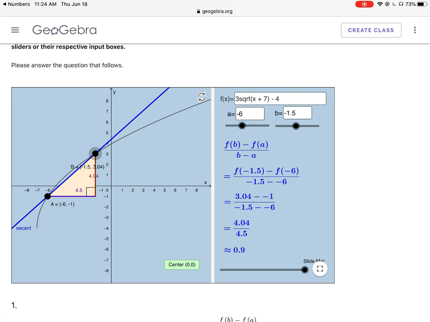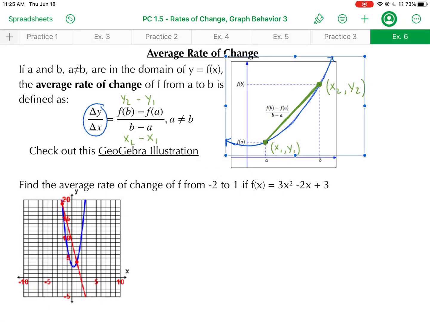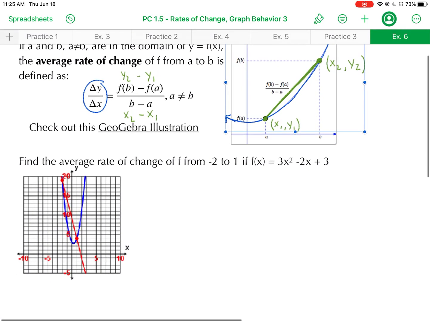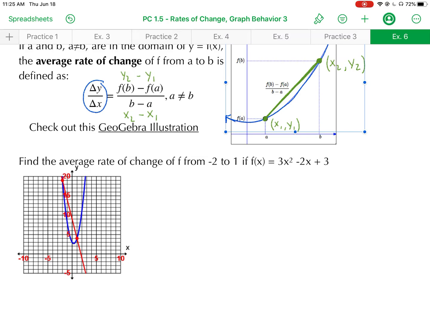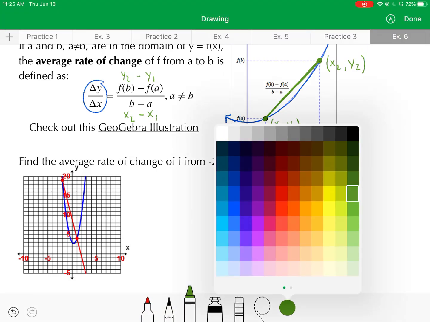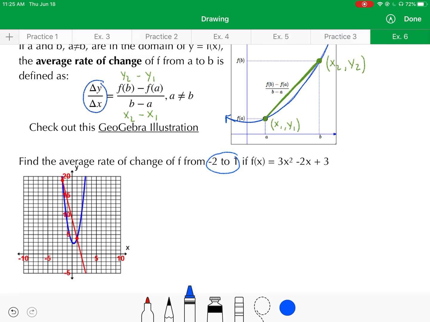Okay. All right, let's go back and look at an example ourselves. So here in our example, we're working with the function f(x) equals 3x squared minus 2x plus 3. So that's the parabola that you see graphed in blue. And we'd like to find the average rate of change of f from negative 2 to 1. Now it's important to understand that when we say from negative 2 to 1, we are referring to these as x values.